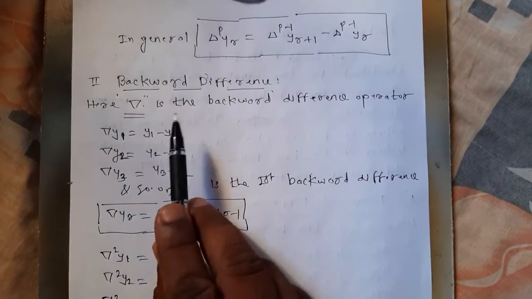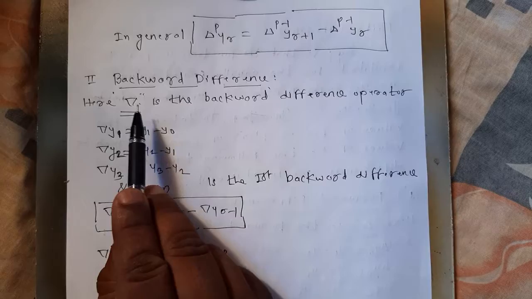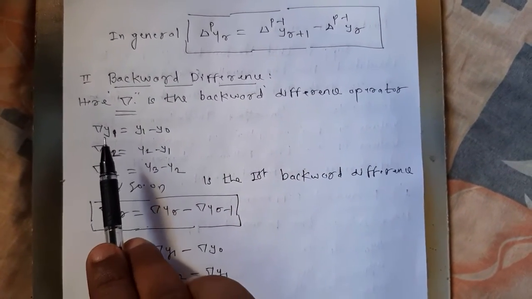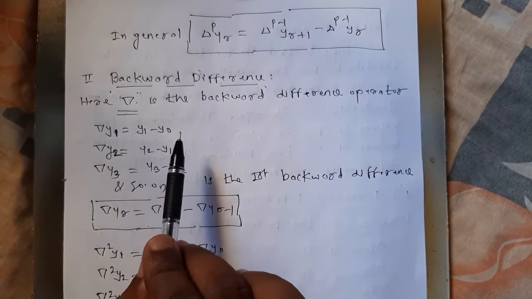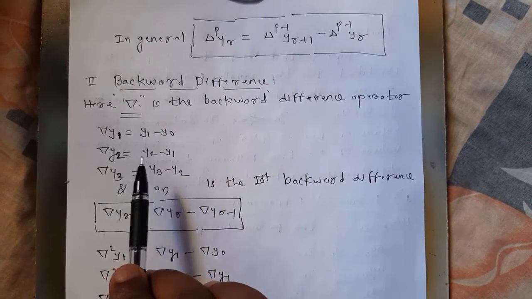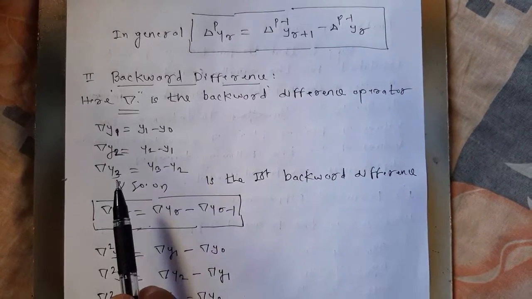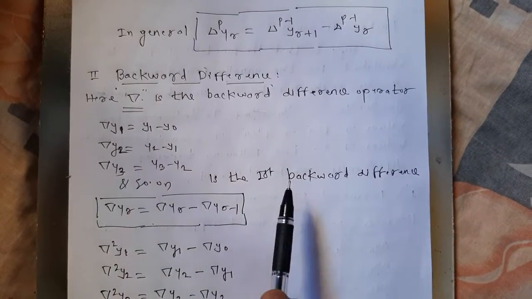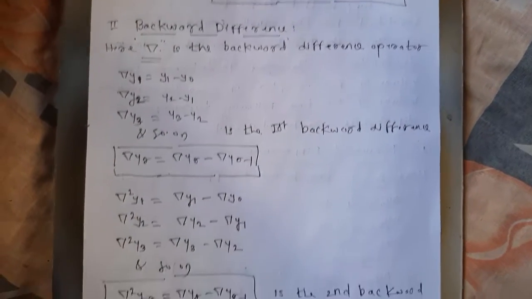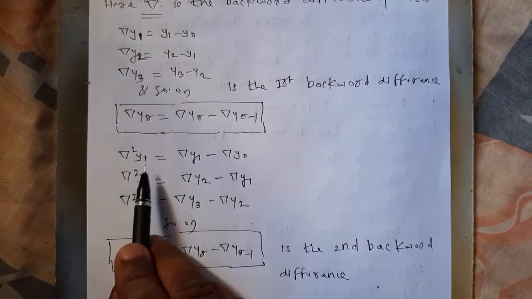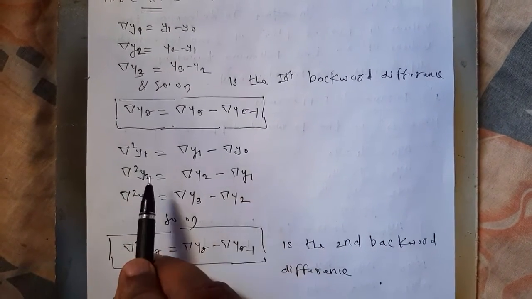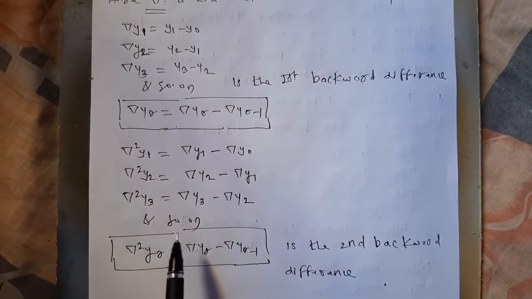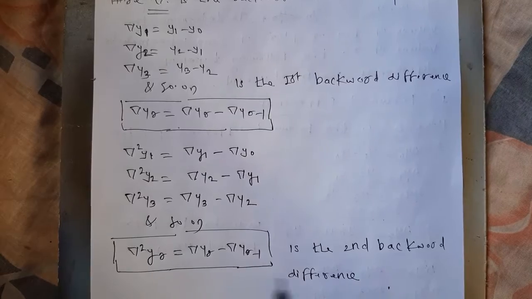Now we'll see backward difference. This reverse del indicates the backward difference operator. So here we find del of y1 equal to y1 minus y0, del of y2 equal to y2 minus y1, del of y3 equal to y3 minus y2 and so on, which indicates the first backward difference. Similarly, del square of y2 equal to del of y2 minus del of y1 and so on, indicates the second backward difference.